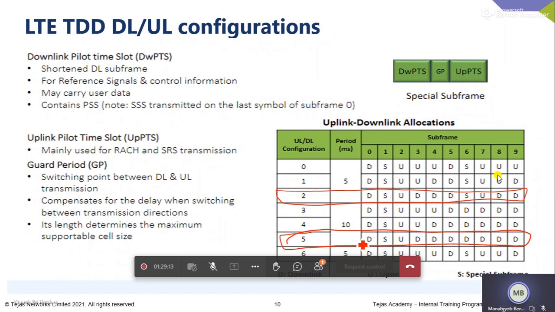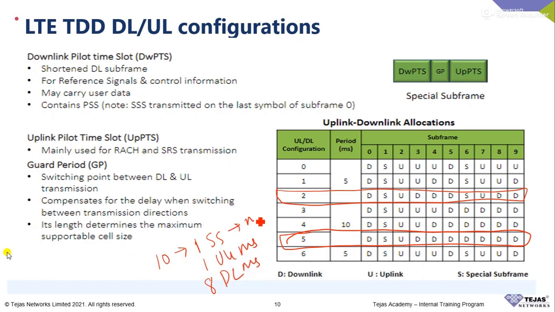Okay. So if we go with this particular configuration, you can see here out of 10, because 10 subframes are there, 1 is special subframe, 1 is for uplink, rest 8 is for downlink. So 8 milliseconds was for downlink, 1 millisecond was for uplink, 1 millisecond was for special subframe. This is the configuration initially used in Jio.